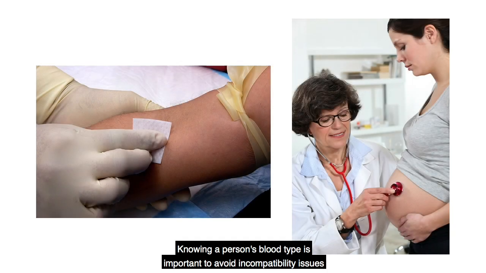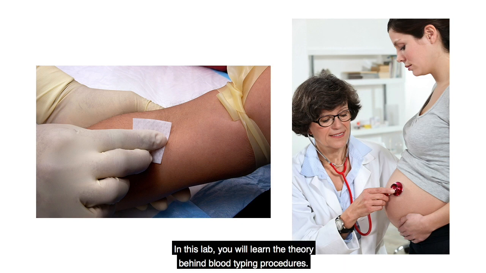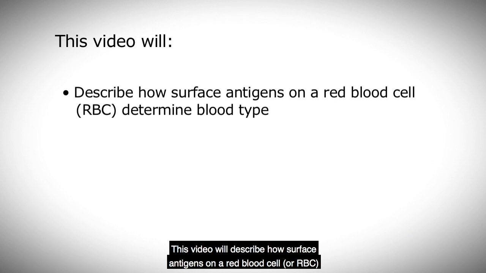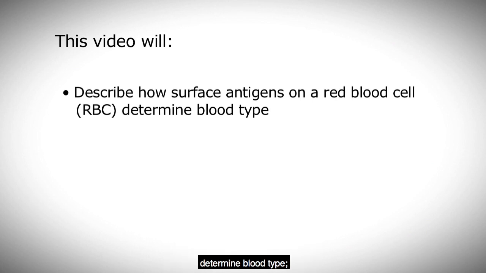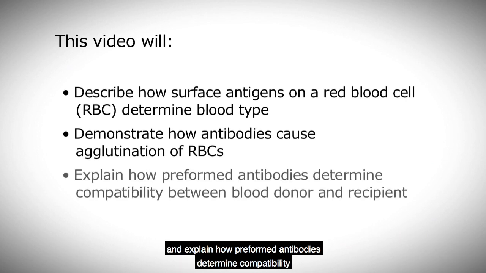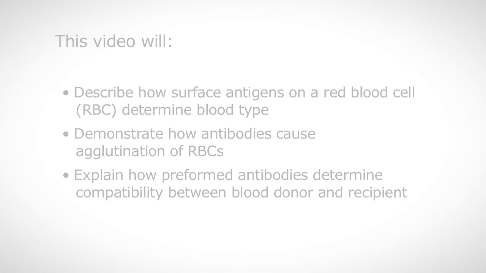Knowing a person's blood type is important to avoid incompatibility issues during transfusions and pregnancy. In this lab, you'll learn the theory behind blood typing procedures. This video will describe how surface antigens on a red blood cell, or RBC, determine blood type, demonstrate how antibodies cause agglutination of red blood cells, and explain how preformed antibodies determine compatibility between blood donor and recipient.